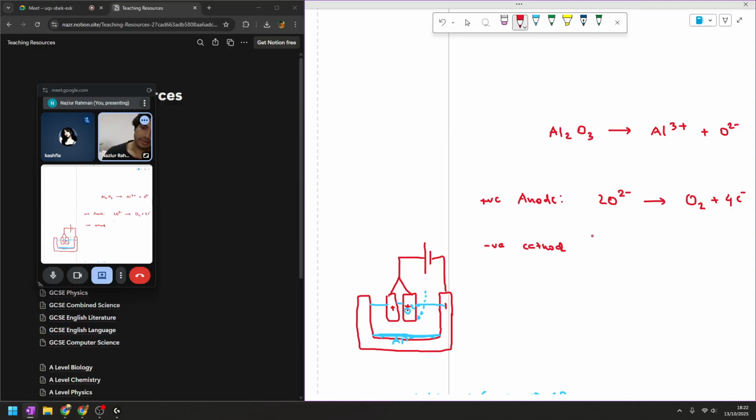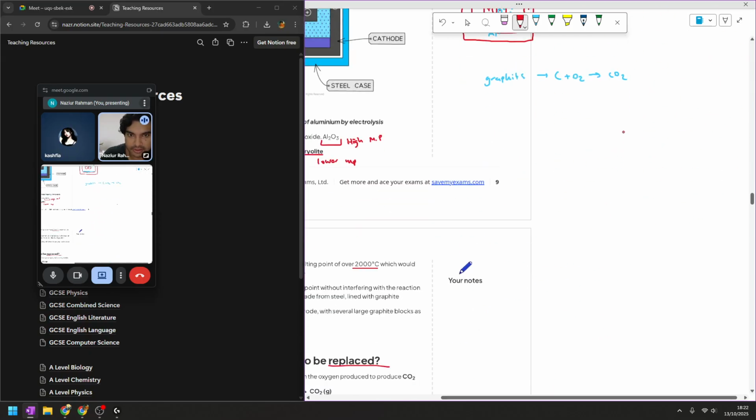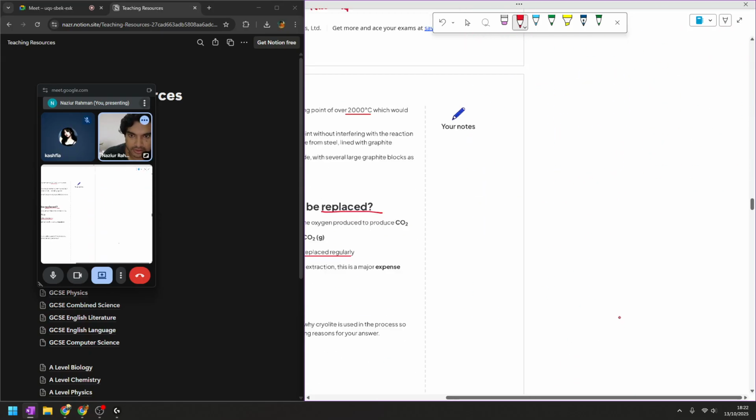Right? So at the cathode, your aluminium ions would gain electrons and turn into aluminium metal. So you're going to build up aluminium metal over time down here. Does that make sense? Any questions? No? Okay. So these are the half equations. All right, so now let's discuss what happens.